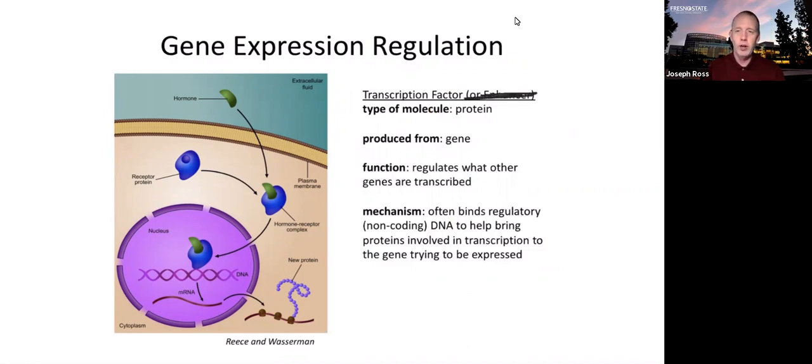Let's forget that enhancer bit. Let's just call them transcription factors. Enhancers are actually DNA sequences. My mistake. So these are a protein. They're produced from a gene. And what they do is they regulate what other genes are transcribed. So these are regulators of what genes get read inside the cell, and therefore what proteins each cell type produces.